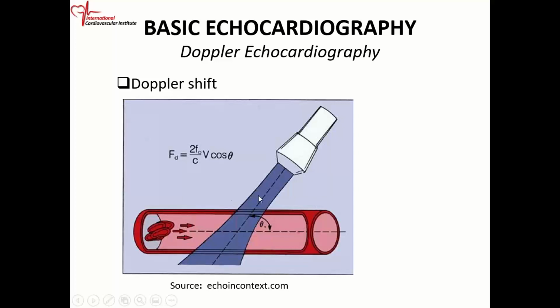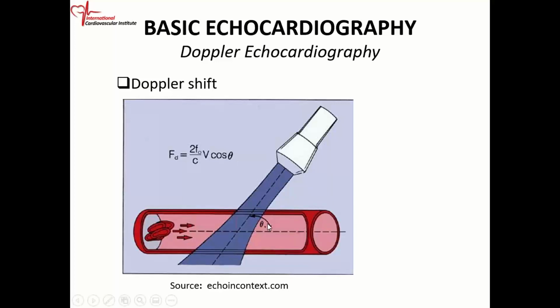If you remember from basic maths, the cosine of 90 is 0. That means if this angle is 90 degrees, then you're not going to see any signal. Whereas the cosine of 0 is 1. So you're going to get the maximum Doppler shift. You're going to get the maximum velocity.